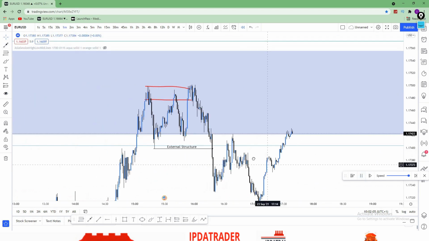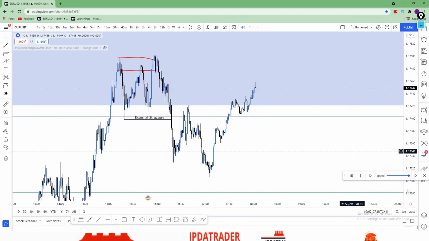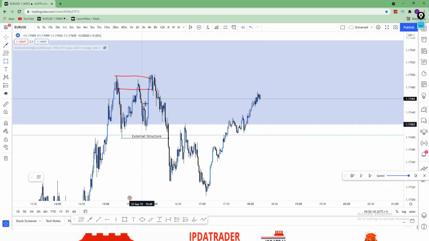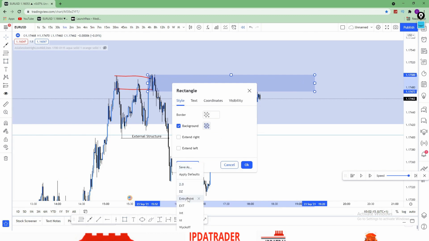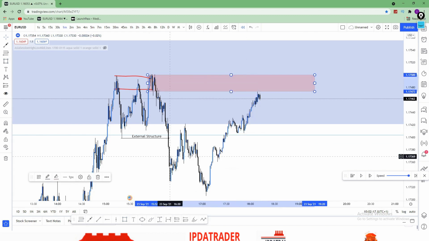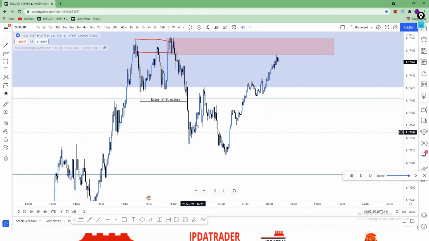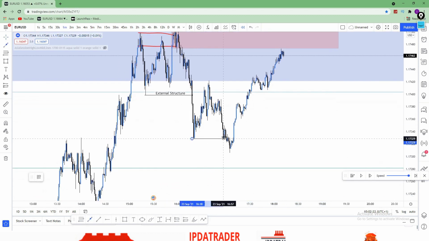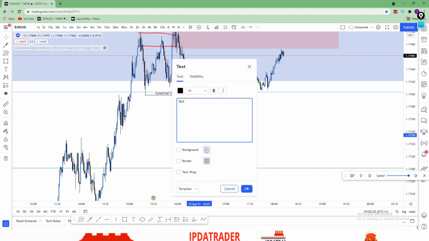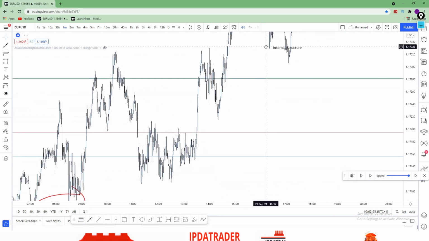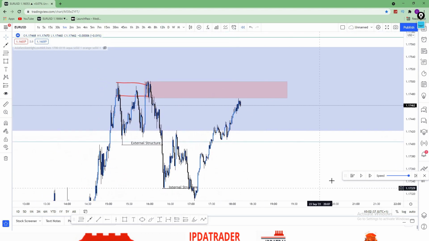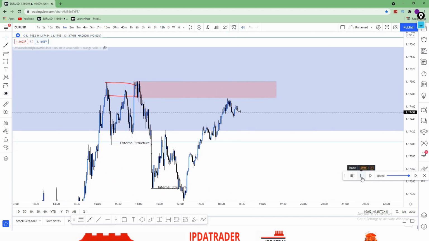Once again, you need to have some patience, guys. Your POI plays may take some time, but at this point, I would be looking for an entry protocol at this area right here, because this is the origin that broke the external structure over here, that actually broke the internal structure over here. I didn't see that, and that's fine. Internal structure. So now I understand that we're retracing and we could potentially see sell-offs over here into lower prices.